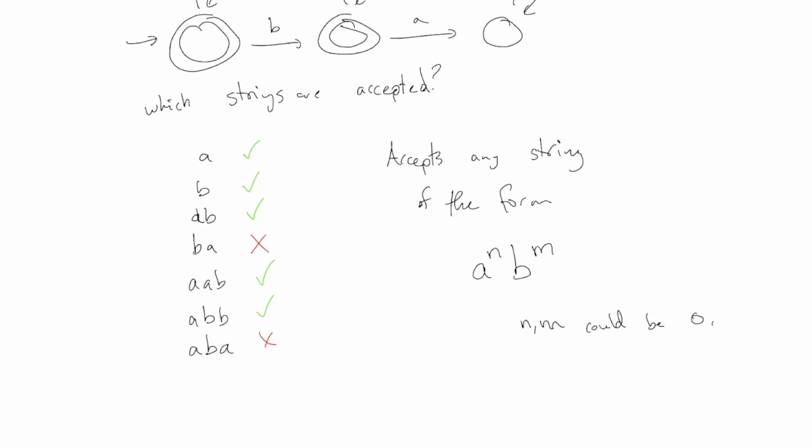This is different from if you said A to the N, B to the N. If you use the same letter in the exponent both times, this is not the same. That would mean the number of A's has to equal the number of B's, which this machine does not require. All right?